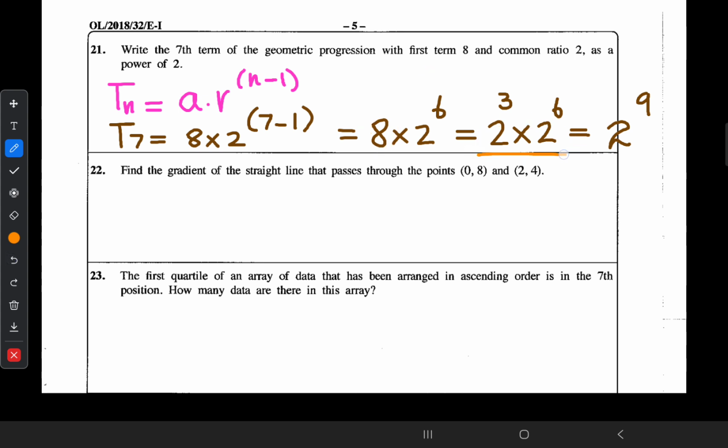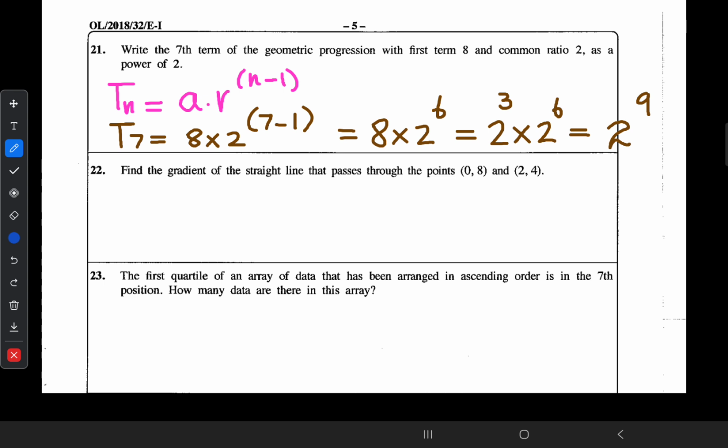Multiplication with the same bases: you write the same base in your answer and add the indices. While multiplying, you have to add the indices. While dividing, you have to subtract the indices. Since here we have multiplication between two same bases, we can directly add the indices. That would be 2 with an index of 9.